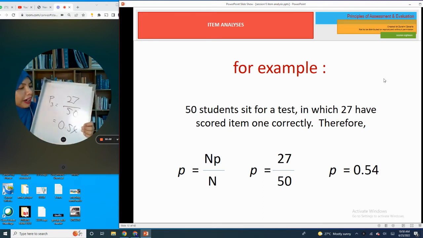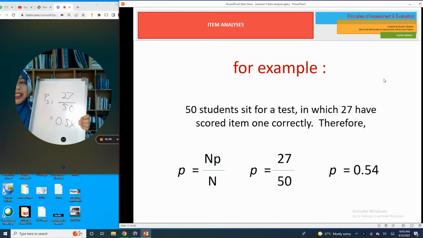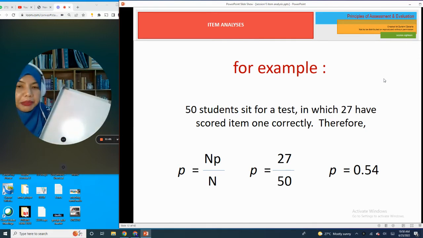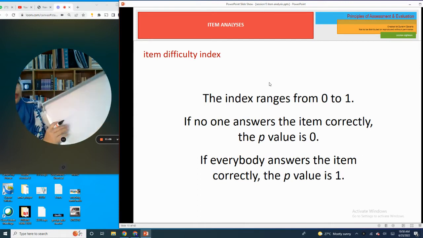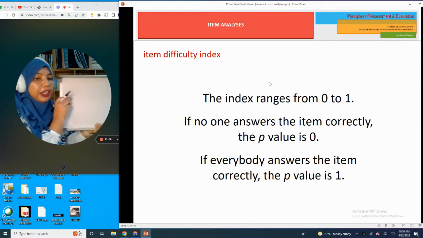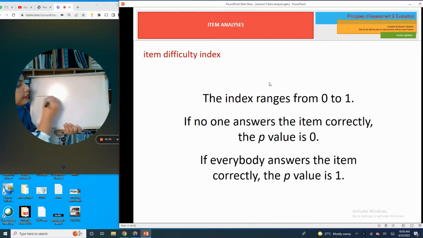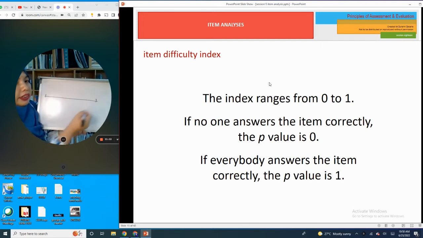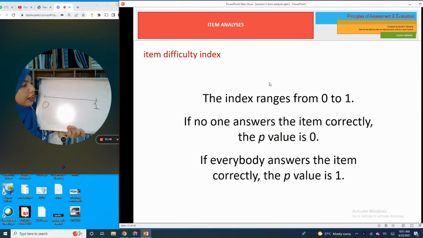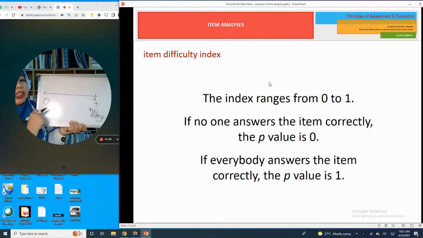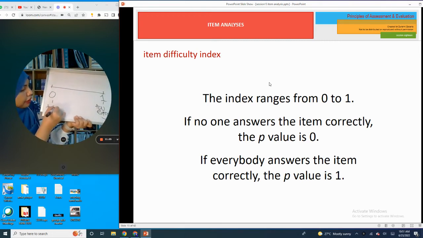Of course, calculating the index is only the first layer, the easier part. A more difficult part is to interpret what exactly this index means. Item difficulty index ranges from 0 to 1. Let me just tilt this. Are we able to be captured? Okay, we are. 0 to 1. 1 means the item is too easy. 0 means the item is too difficult.